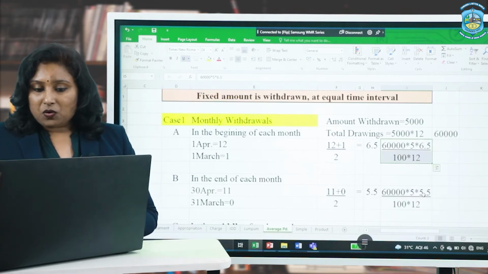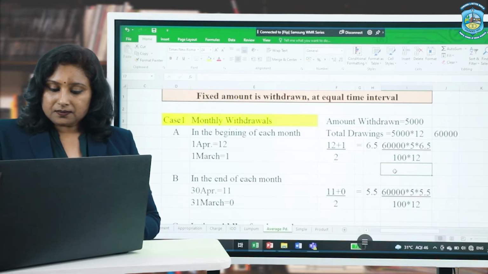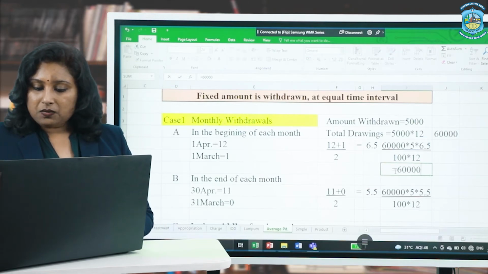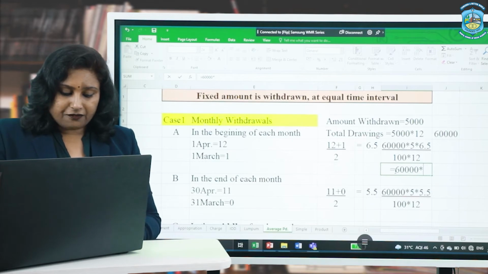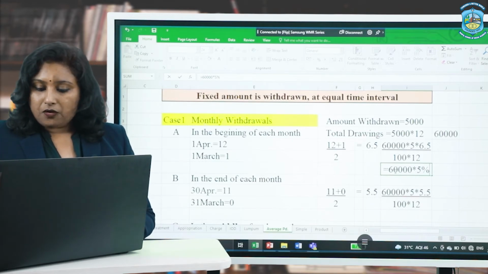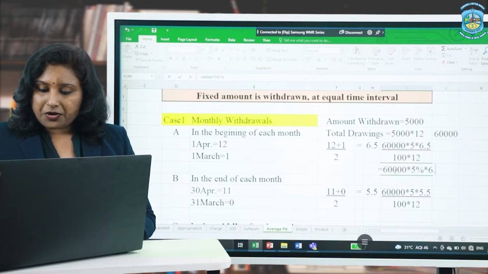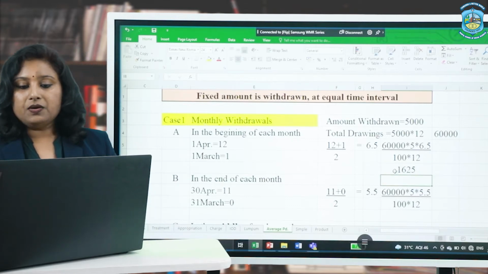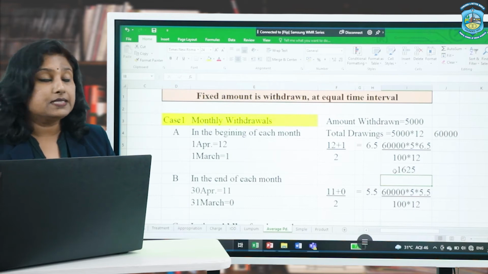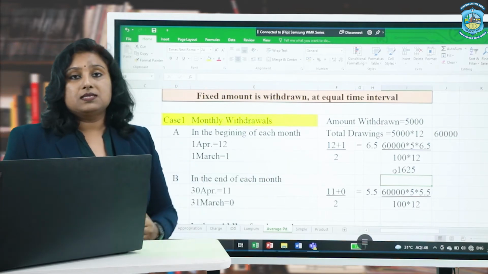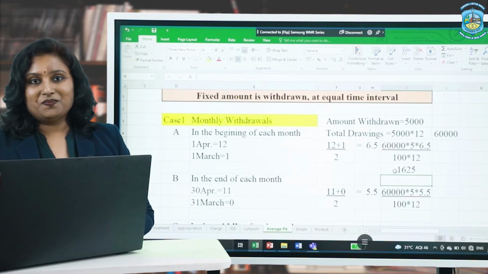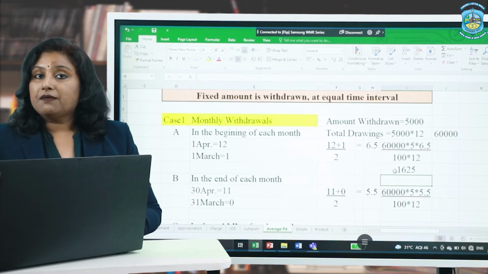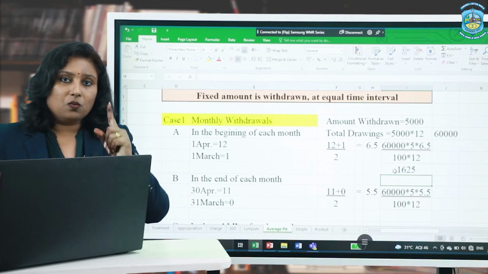So let us calculate what will be the amount. Alright, so on 60,000, we calculate at the rate of 5%. And for how many months? 6.5. Yes, you're right. 6.5 divided by 12. And here we have the answer, interest on drawings, and that is 1625.